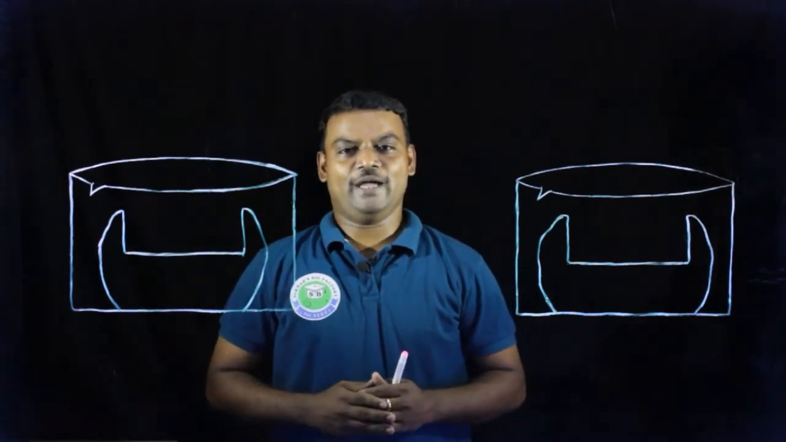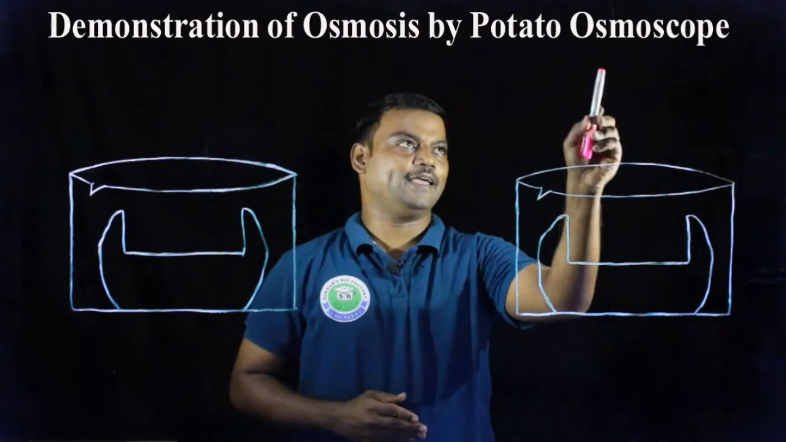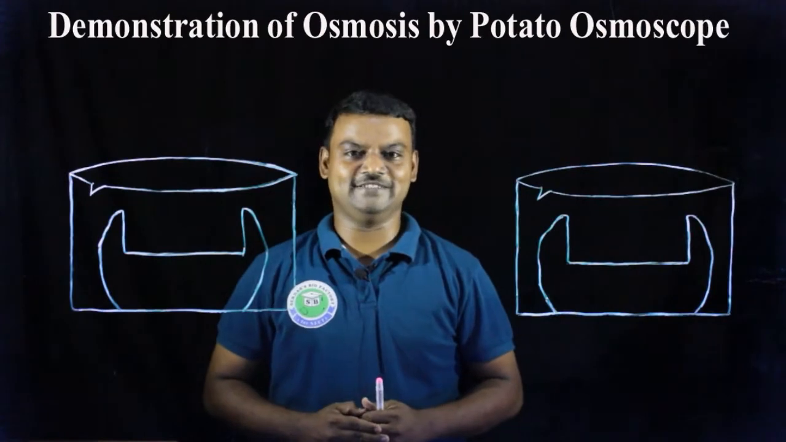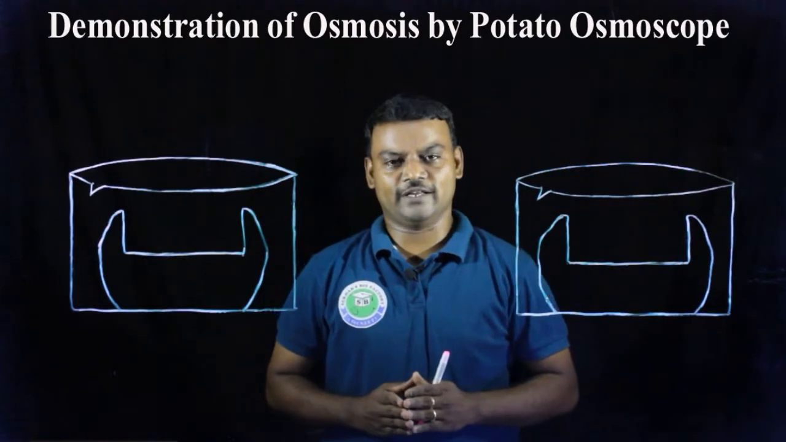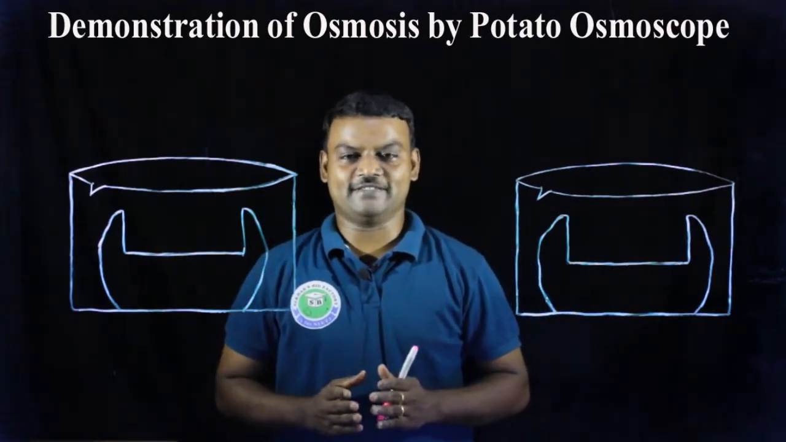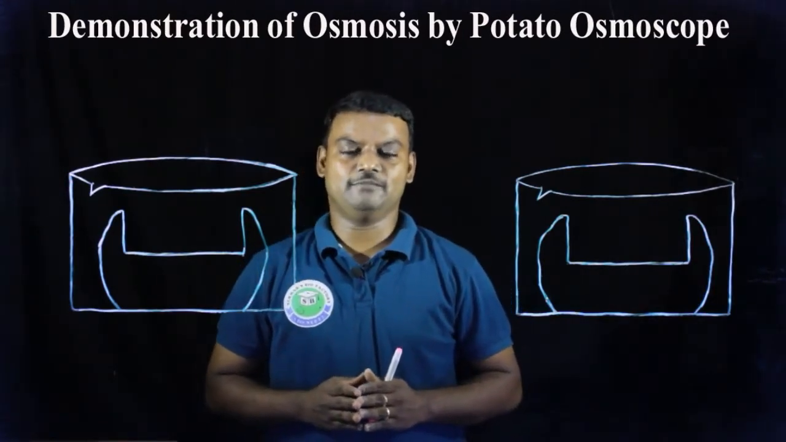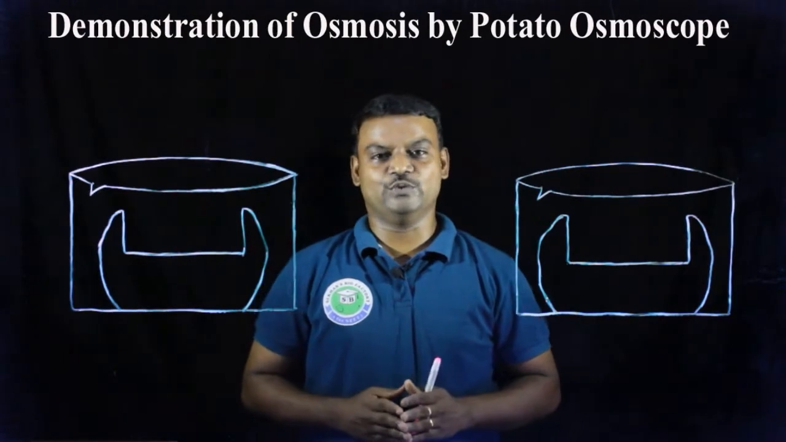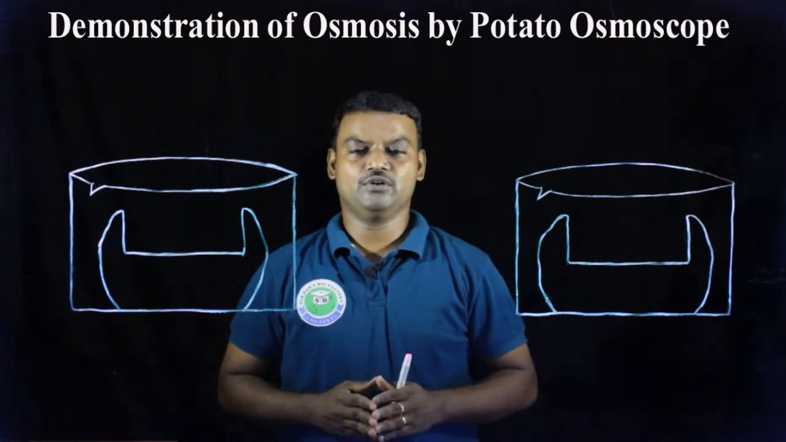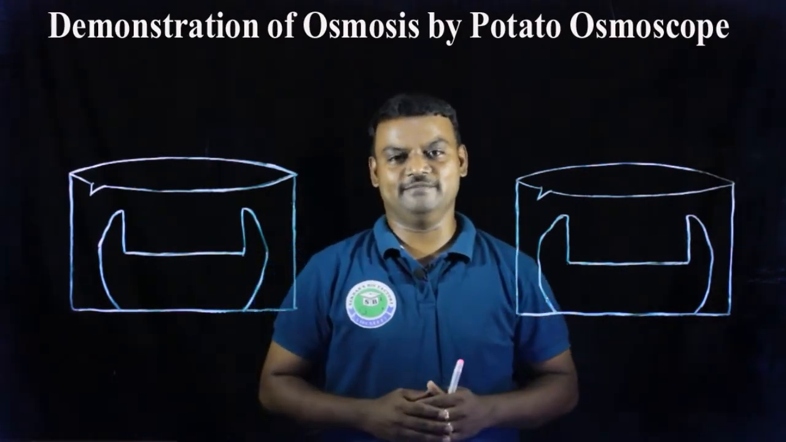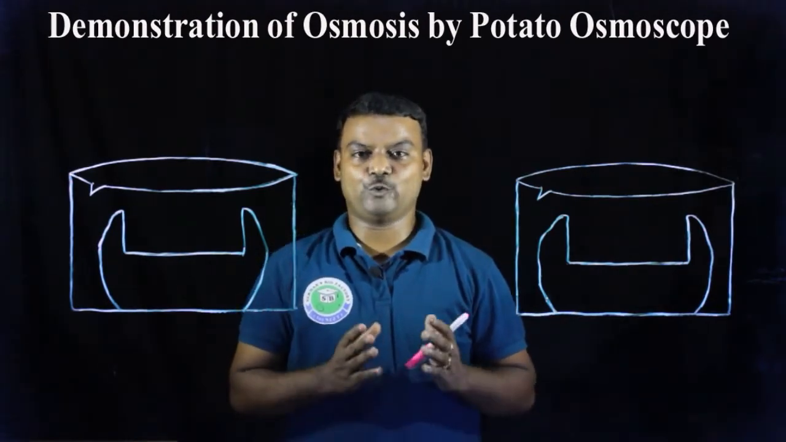In this video, I am going to explain the demonstration of osmosis by the potato osmoscope experiment. Osmosis is a process in which the movement of water or solvent takes place based on concentration gradient, without using ATP energy, from the region of higher water potential to the region of lower water potential, until it reaches equilibrium, through a semi-permeable membrane. Such an osmosis process can be demonstrated with the help of two experiments.